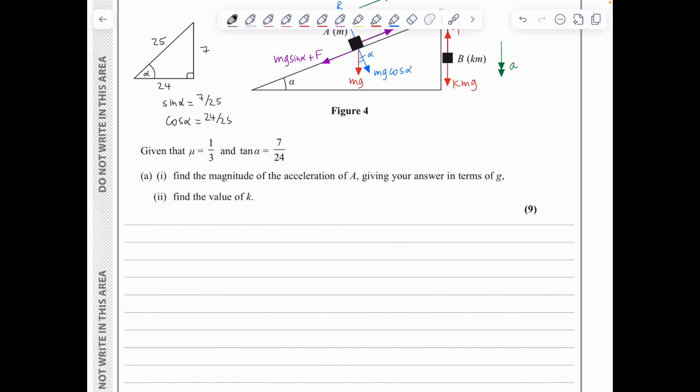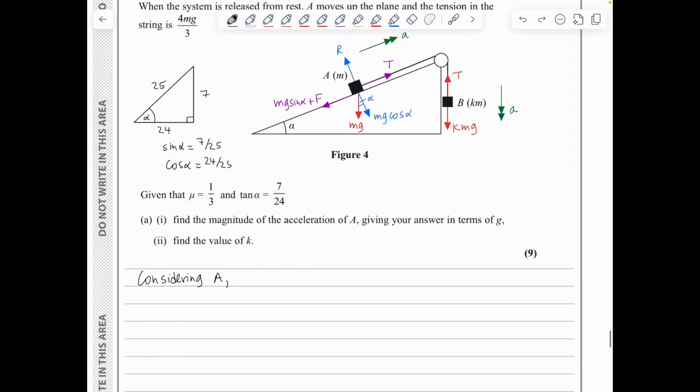So we will start by considering A. We've got vertically R being equal to mg cos alpha. So let me write this down. R is equal to mg cos alpha. And we know that cos alpha is 24 over 25. So we're looking at 24 mg over 25. Now the friction is attaining its maximum value, so it's equal to F max, which is equal to mu R. In our case, mu has been given to be 1/3. The reaction is given to be 24 mg over 25. This simplifies to 8 mg over 25.